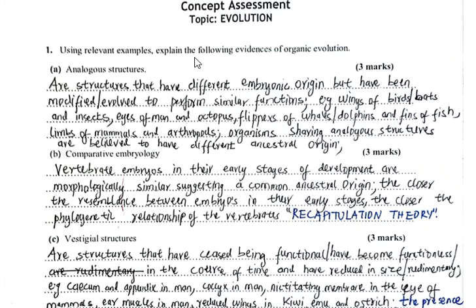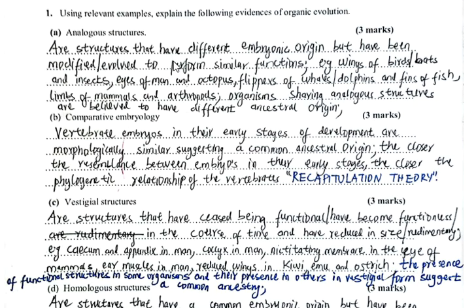Welcome to our revision on evolution topic, and let's look at number 1. Using relevant examples, explain the following evidences of organic evolution. Analogous structures. And these are structures that have different embryonic origin but have been modified, the key term there, modified or evolved to perform similar function.